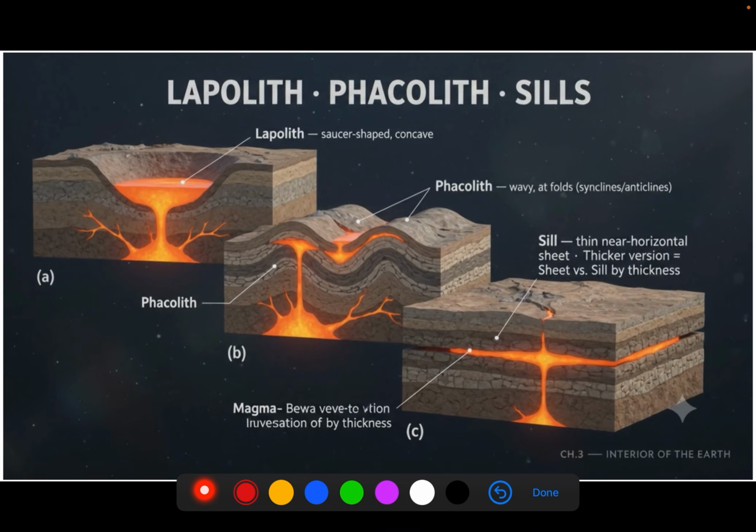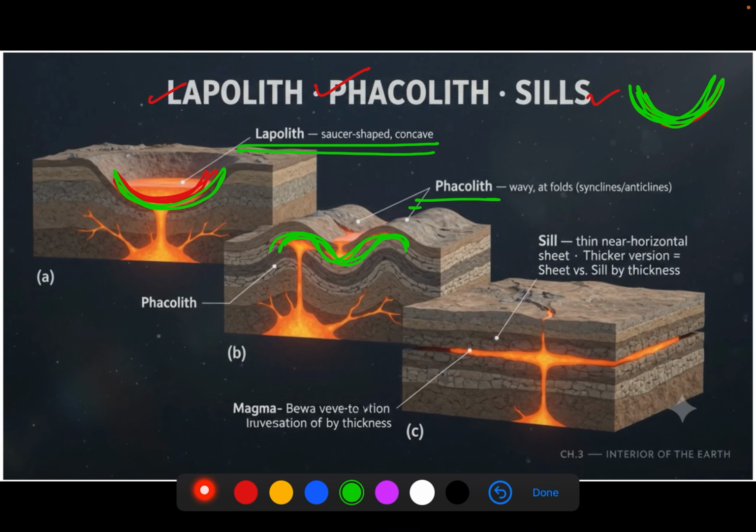I hope you can see in this video the different types of shapes that are formed by phacolith, lapolith and sills. Alright, this is a saucer shaped. What is a saucer? A saucer is like this, in which usually we eat, right? This is a saucer-like shape. So what is a saucer-like shape? It's a lapolith.